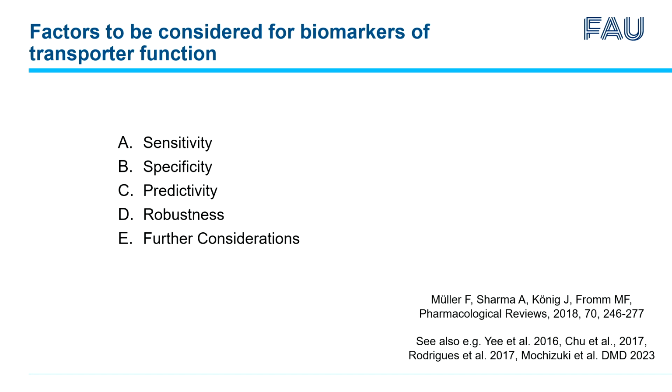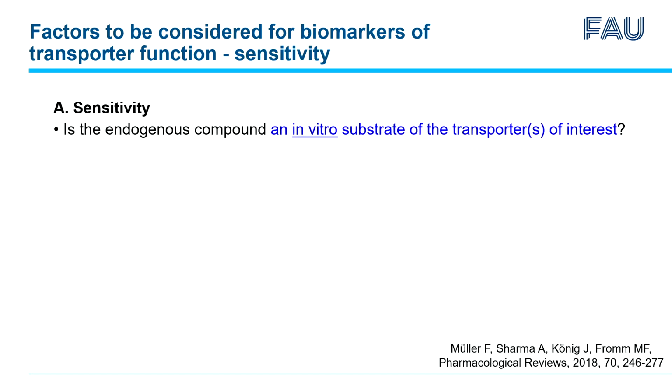So before I come to a more precise example of one specific biomarker, I would like to go through some theoretical assumptions and discussions we and others contributed to on what criteria should fulfill an ideal biomarker for transporter DDIs. And there are, of course, issues of sensitivity, specificity, predictivity, robustness, and some other aspects which need to be considered too. So regarding sensitivity, of course, it's quite basic.